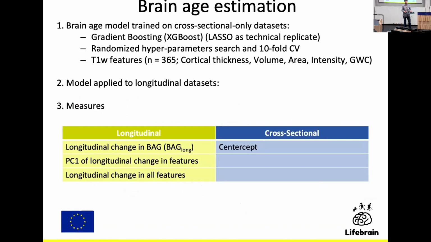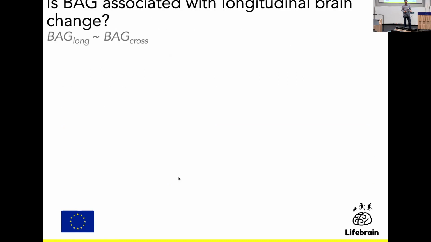To test the first hypothesis, whether delta reflects a rate of brain aging, we used the centered set of delta as the cross-sectional measure of interest. For the longitudinal measures, we first used longitudinal change in delta. Then we used a principal component of longitudinal change by putting all the features in a matrix. And then we also used longitudinal change in every single one of these 365 features.